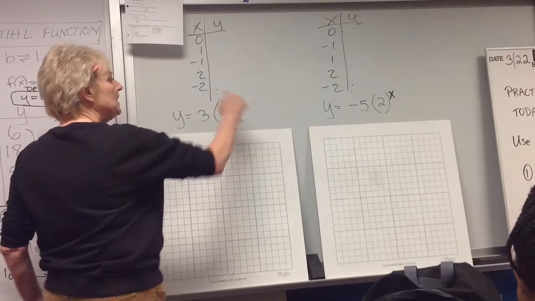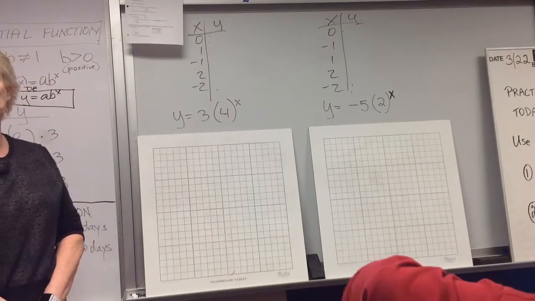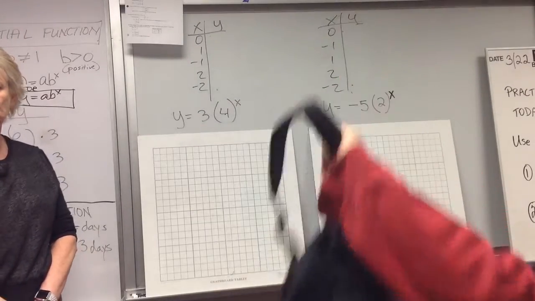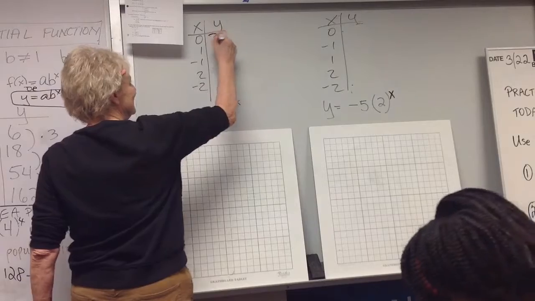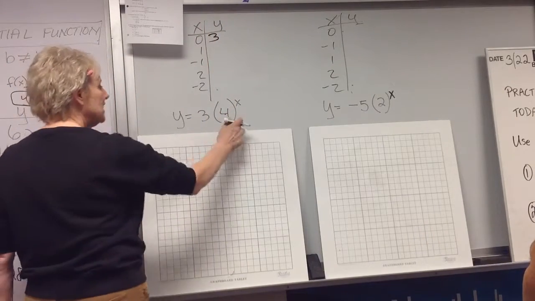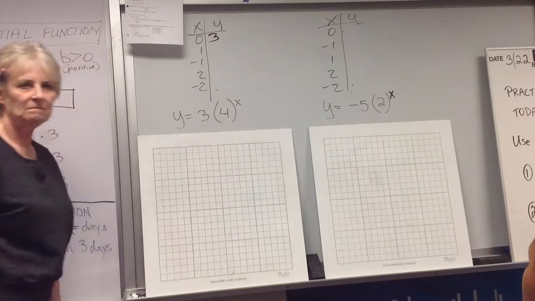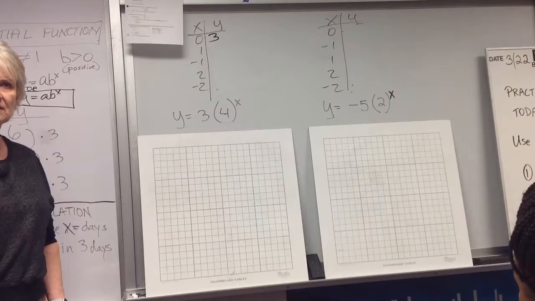If we put 0 in for x, you should be able to do that in your head, but my guess is you forgot what 4 to the 0 power is. So what do you get? 3. Excellent. No, 4 to the 0 power is 1. 1 times 3 is 3. You could probably do the 1 in your head too. 12.